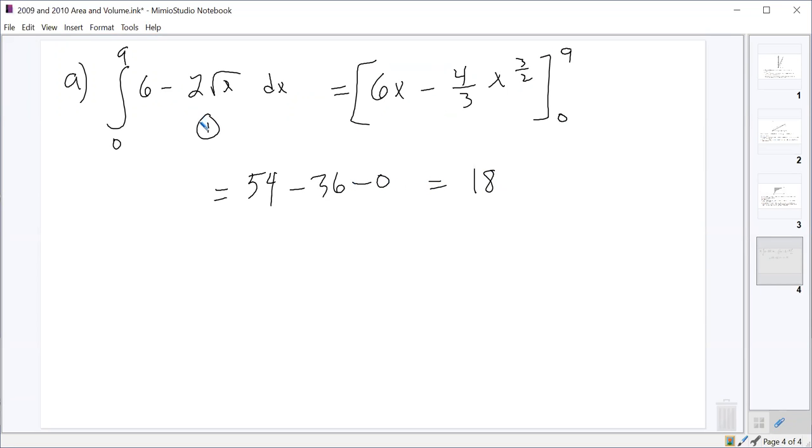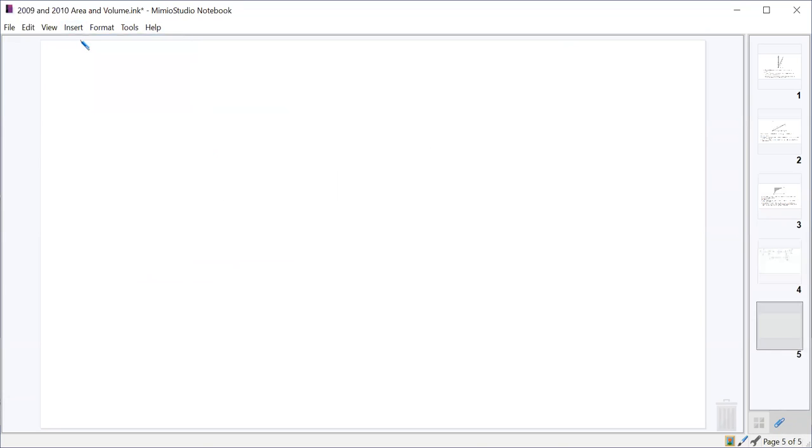And so 1 point for the right setup, 1 point for the right integral, 1 point for 18. Everybody good with part A? I'll assume that's a yes.